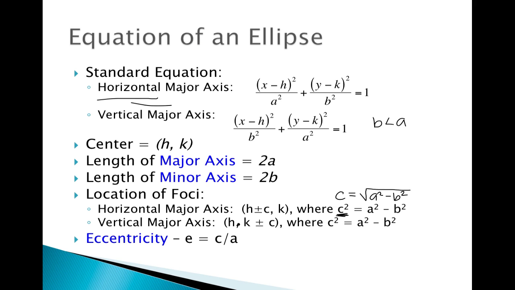Last, we have an equation for eccentricity, and this basically tells us how round the ellipse is. Ellipses can sometimes look like circles, but they are distinct in that they have the two focal points, whereas a circle does not. The eccentricity tells us how round or how oval shaped our ellipse is. Okay, so now that we have all of this information, we're going to clear that off. Let's go ahead and go into an example.